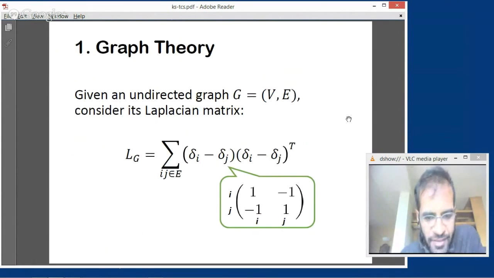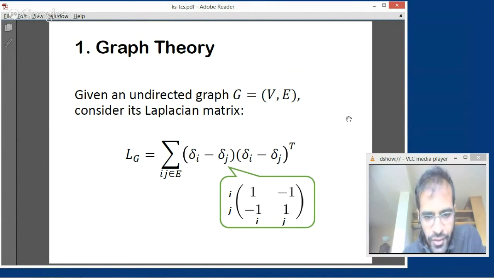So here's an application to graph theory, and this is sort of how we originally got into this problem. Suppose you have an undirected graph G. You can define its Laplacian matrix L of G, which is the sum of outer products over the edges. For every edge ij, you look at this matrix (delta_i minus delta_j)(delta_i minus delta_j) transpose, which is just an n by n matrix with 4 non-zero entries that look like in this picture.